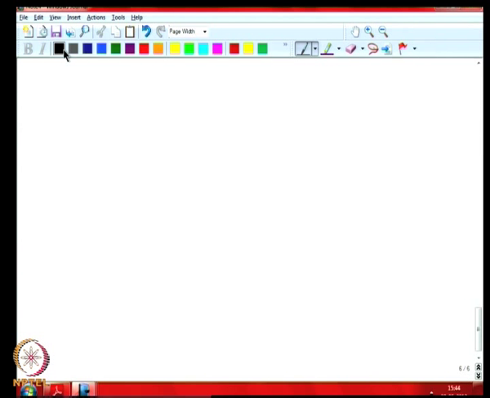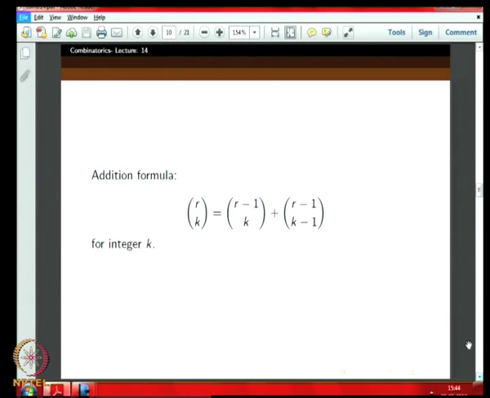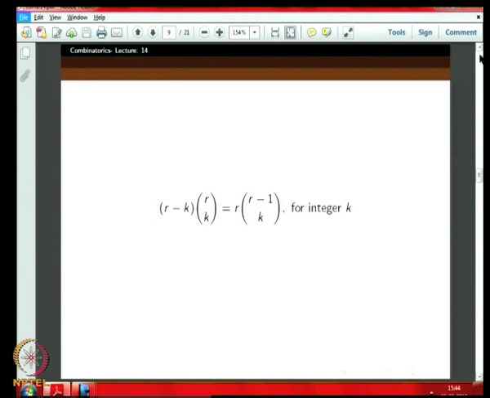Now what we are going to do is another one, namely some companion for this. In the previous case, by pulling out something, namely r by k, we converted r choose k to r minus 1 choose k minus 1; both the upper index and the lower index were reduced by 1. Now we keep the lower index intact. R choose k we want to change to r minus 1 choose k, so that only the upper index reduces by 1.